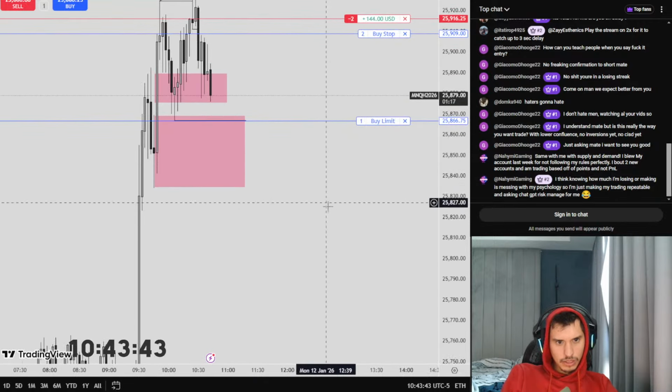5 minute equal lows as well. Right here. They're equal lows, so we do want to wait for a shift in market structure off this 3 minute bullish order block. We also obviously want to see a shift on ES. So hopefully we get that.